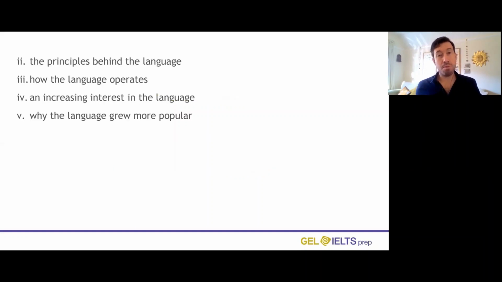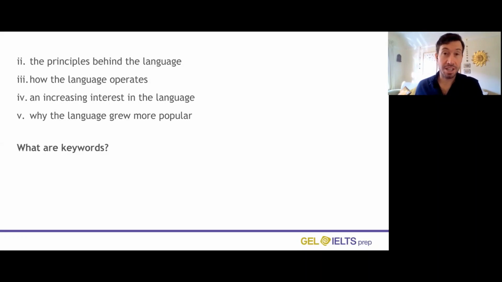So we're going to have a bit of practice now, and we can see here that we've got 4 headings. So we've got the principles behind the language, how the language operates, an increasing interest in the language, and why the language grew more popular. And what we're going to do is just do the first step of the strategy for answering these types of questions. So we said we had to read them and highlight the key words.